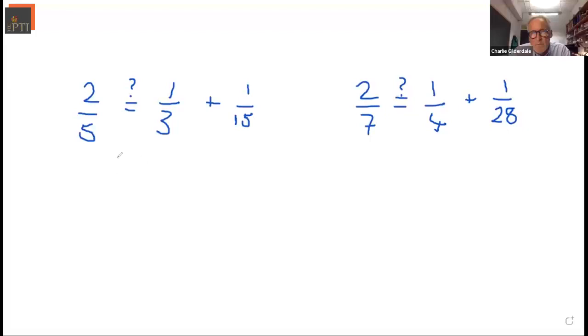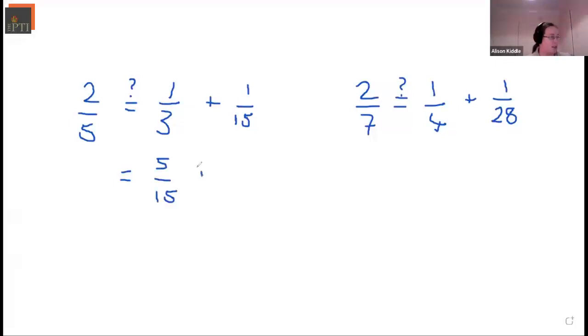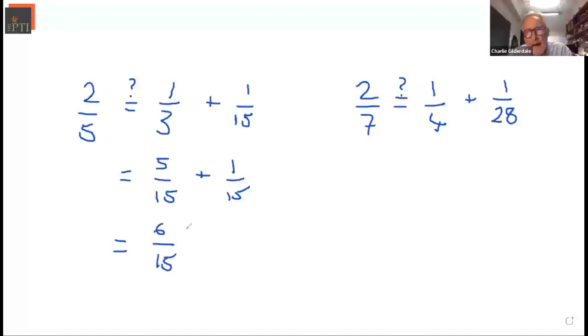So to check 1/3 and 1/15, I need to turn them both into 15ths. So 1/3, 3 times 5 is 15. So 1/3 is 5/15ths plus 1/15. So that's 6/15ths, which is. So here, Alison, you could write both numerator and denominator. So can you write equals 2 times 3 for the numerator and 5 times 3 for the denominator?